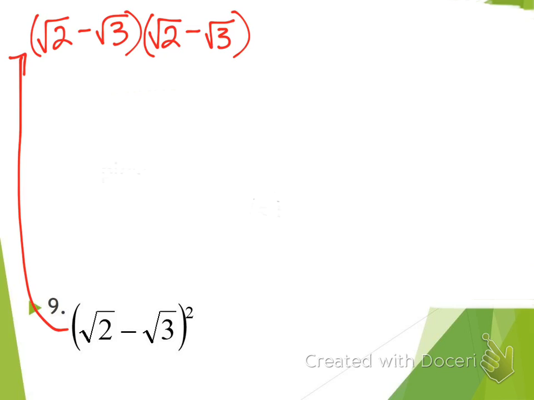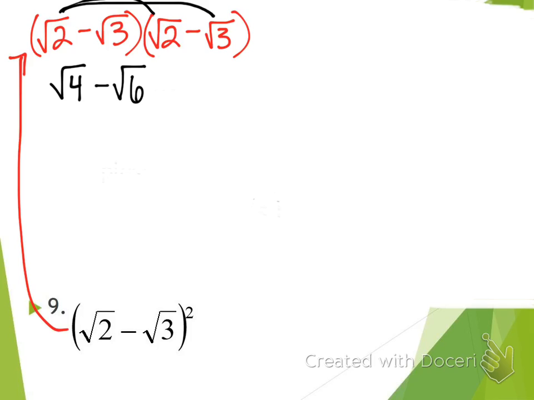All right. Then we need to double distribute. So that means we are going to take the square root of 2 times the square root of 2. Okay, yeah, let's go ahead and just jump straight to it. So square root of 2 times square root of 2 is the square root of 4. Then the square root of 2 times the negative square root of 3. Negative square root of 6. Are we all okay with that?